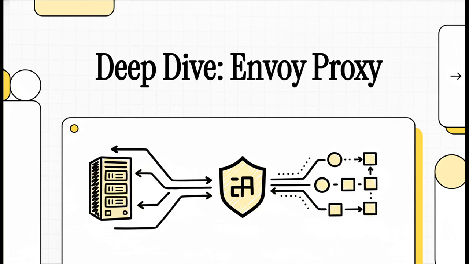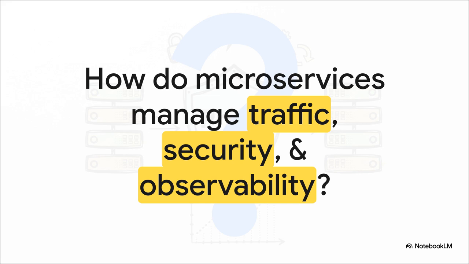how it works. So let's kick things off with the big question, the one that architects and developers are dealing with every single day. As your applications break up into more and more services, how do you manage all that traffic, keep it secure, and actually know what's going on without stuffing all that messy logic into every single service?